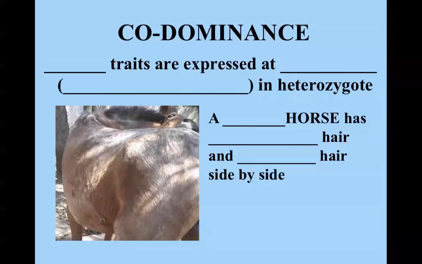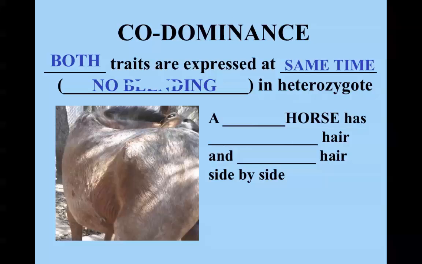Codominance is a little bit different. So both traits are going to be expressed at the same time in the heterozygote. So there's no blending. You actually see both. So this is an example of a roan horse, and if you look at it closely, you're going to see both red and white hair in it. You don't just see a brown, you see the red or white. So it's not a blend of traits, but you see both of them there. So you see white and red.